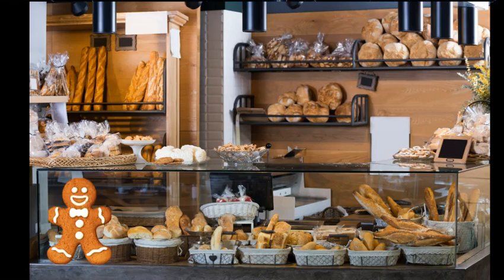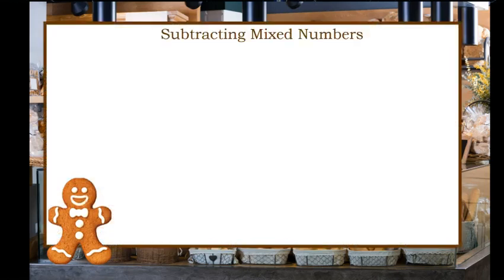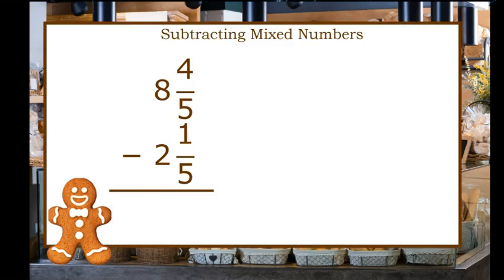Let's try subtracting. Same rule. We need common denominators. In this problem, 8 4/5 minus 2 1/5, we can subtract 4/5 minus 1/5, and that gives us 3/5. Then for our whole numbers, 8 minus 2 equals 6. So our answer is 6 3/5.